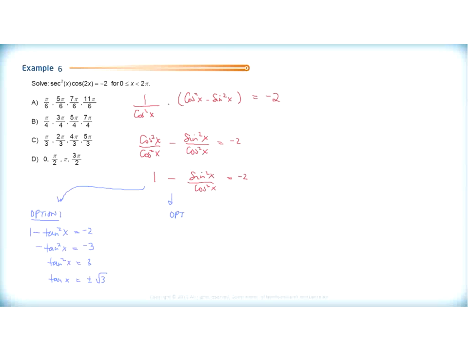Okay, I think I might have got booted out there, so I guess I'll just continue from here. Option 2 would be to multiply through by cosine squared x. If I multiply everything through by cosine squared x, I will get cosine squared x, subtract sine squared x, equals negative 2 cosine squared x.